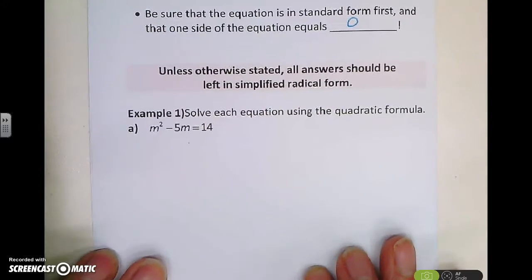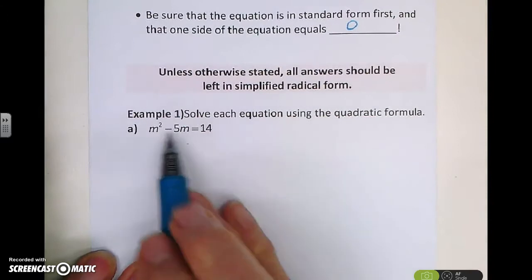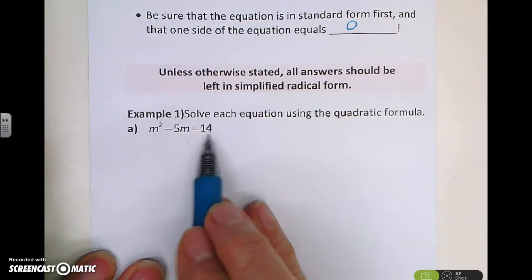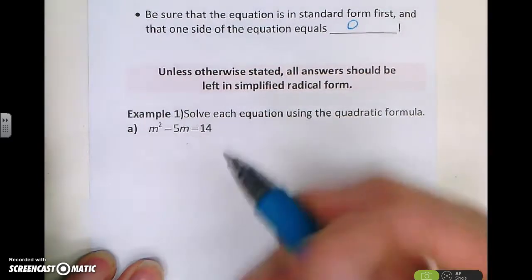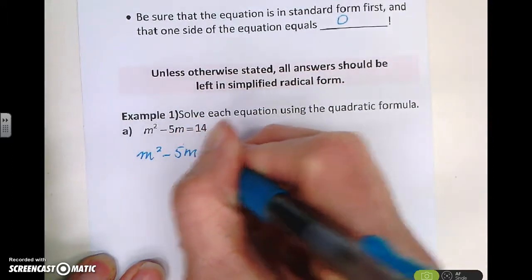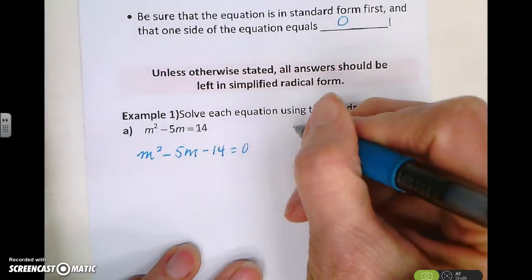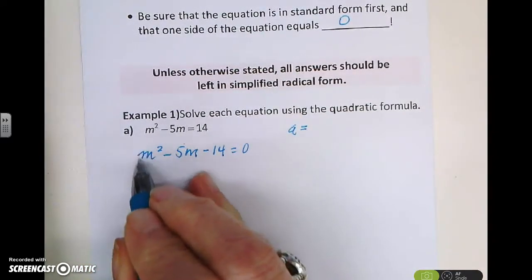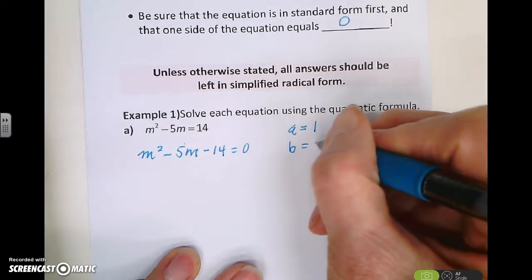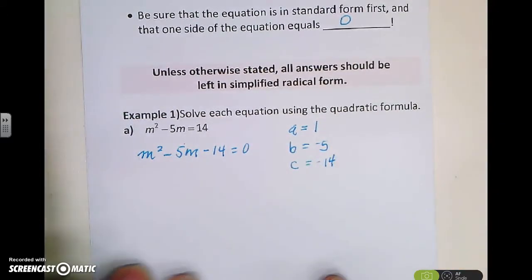So let's do example 1. We're going to solve each equation using the quadratic formula. First, we want to make sure that we have it in standard form and that we have a 0 on this side. So we're going to need to subtract 14. So we'll have m to the second minus 5m minus 14 is equal to 0. So that means that a is equal to, that's the coefficient of m squared, so 1. b is equal to negative 5, and c is equal to negative 14.